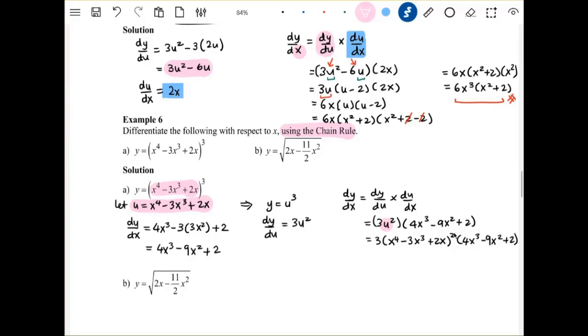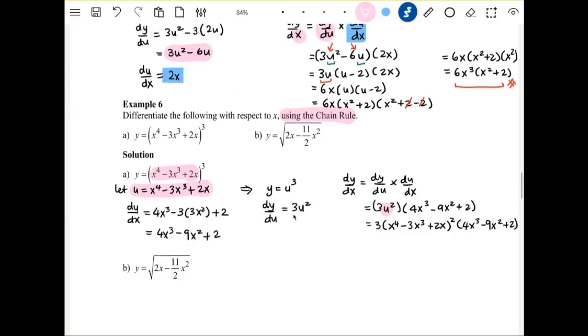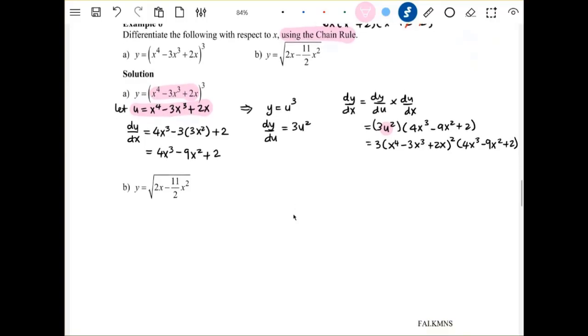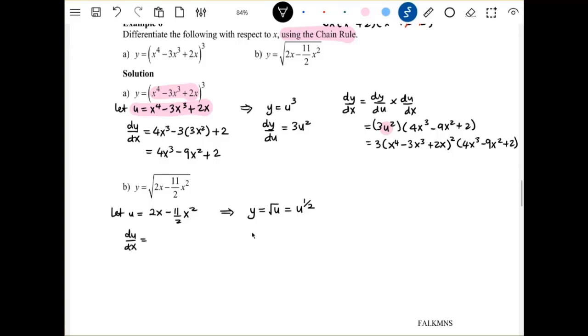Okay, alright, that is part A. Part B, where we have y equal to the square root of (2x minus 11 over 2x²). So which one do we let u as? The inner part of the square root. So we let u equal to 2x minus 11 over 2x². So automatically we get y equals the square root of u, or to make it easier we change it into power form. Okay, so we can have du over dx. So we need to find dy over du as well.